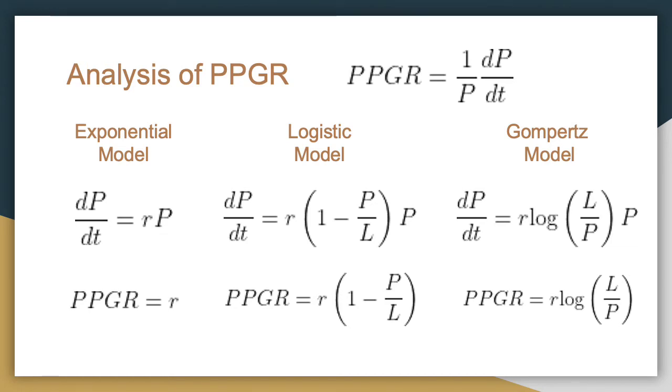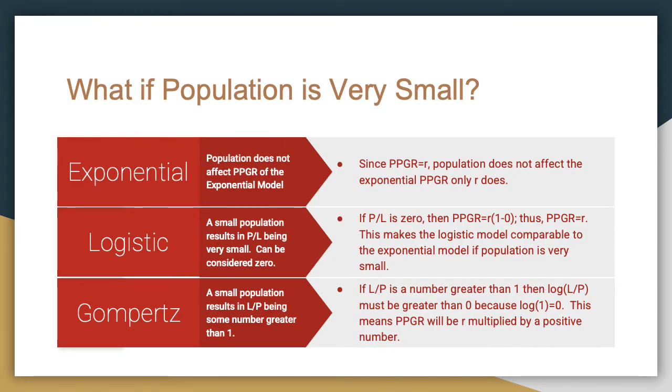Now all we have to do is plug in the given dp over dt for each model. Thus, we can find that Ppgr for the exponential model is equal to r. For the logistic model, Ppgr is equal to r times 1 minus p over L. And lastly, for the Gompertz model, Ppgr is equal to r log of L over p. Now, to continue our analysis of Ppgr, let's consider each model if the population is very small.